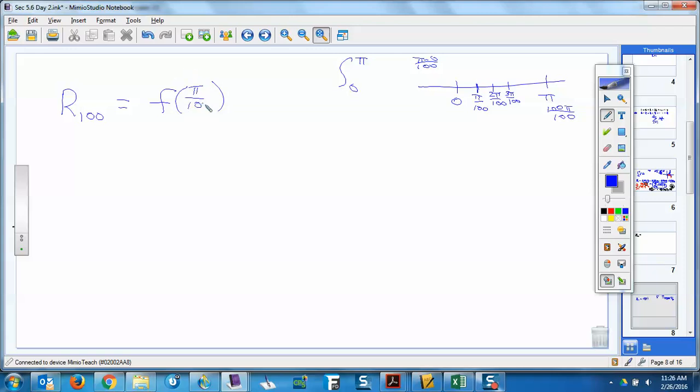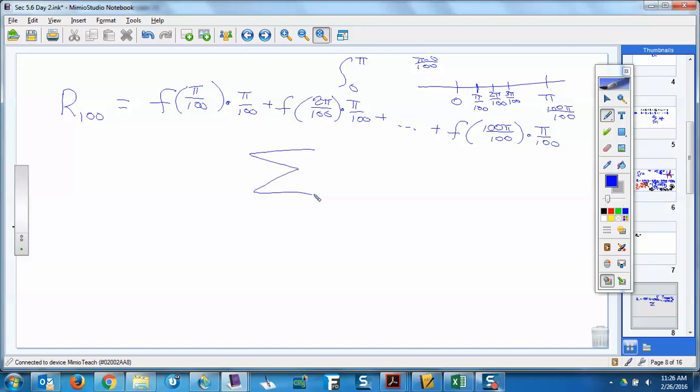Right. So, right rectangles, my first right height is going to be f of pi 100ths times the width, pi 100ths, plus f of 2 pi 100ths times the width, pi 100ths, plus dot, dot, dot. My last one is going to be, now these are right, so what's my last right? 100 pi 100ths. Yes, we know that's pi, but it's easier if we write it this way.